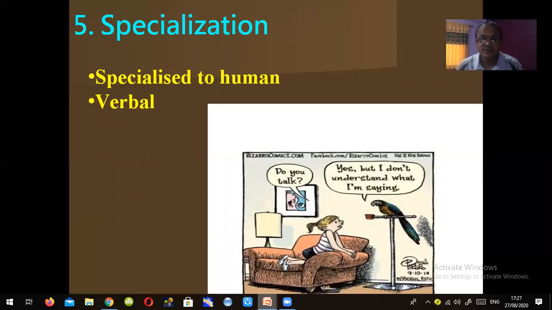Next feature is specialization. Language is specific to humans, not to other animals. So it's verbal also. We speak, we have such types of organs in our body, but not in other animals. So it is species specific.